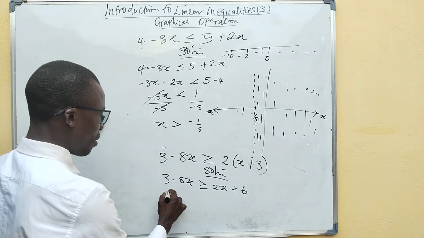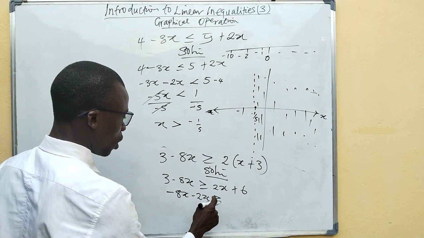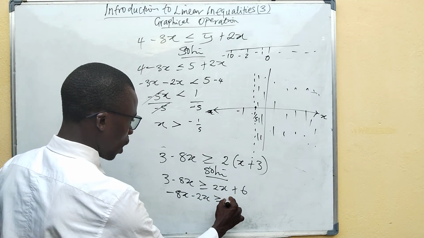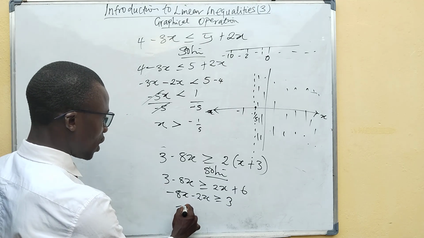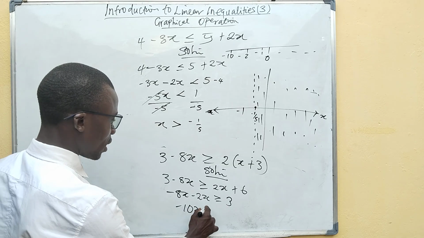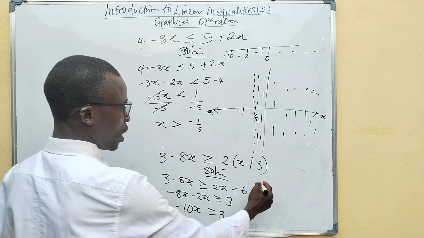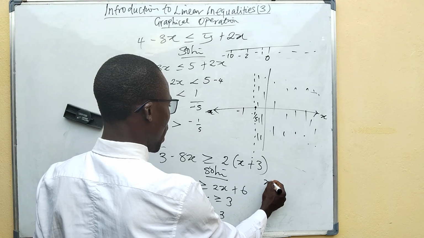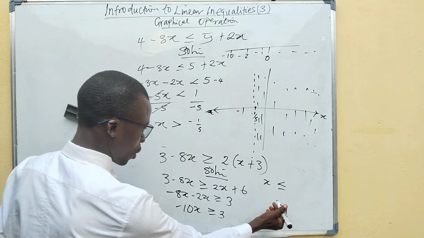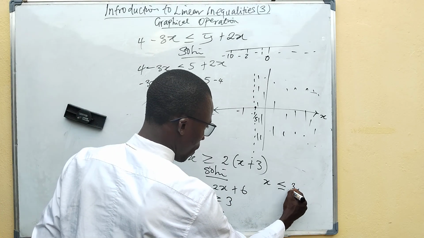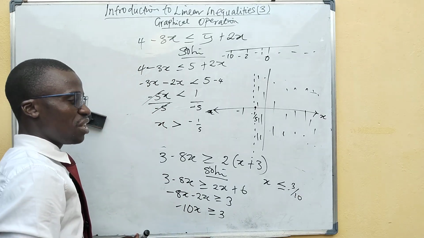So collecting like terms, I have minus 8x minus 2x is greater than or equal to what? 6 minus 3. This is minus 10x is greater than or equal to 3. So our x is now less than or equal to, it turns to minus 3 over 10.